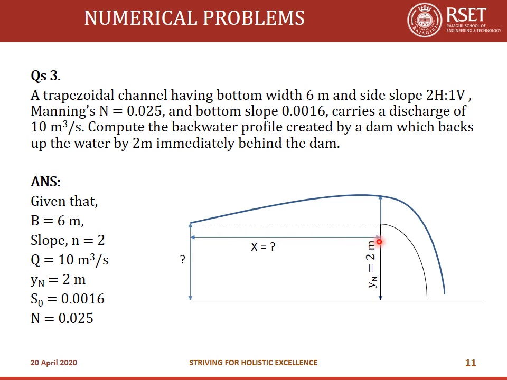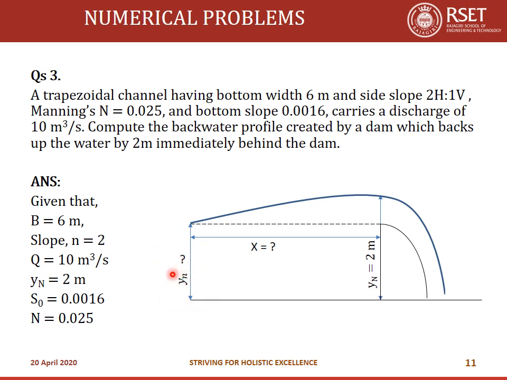But the problem here is that I do not know the initial depth. If I want to do a direct step computation, I should know this depth as well as this depth, but I do not know the initial depth. So what do I do to find out the initial depth? I will consider the initial depth to be normal depth or uniform flow. That is, the gradually varied flow profile starts from uniform flow. After uniform flow, gradually varied flow starts. So at the starting point of GVF, I will assume that the flow depth is uniform.